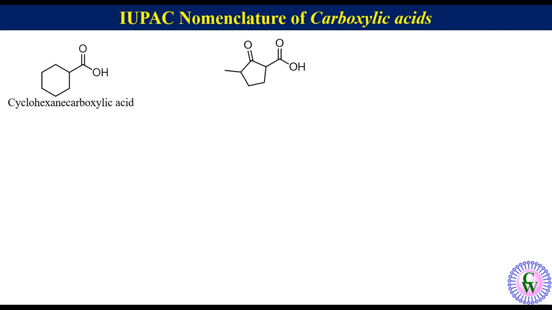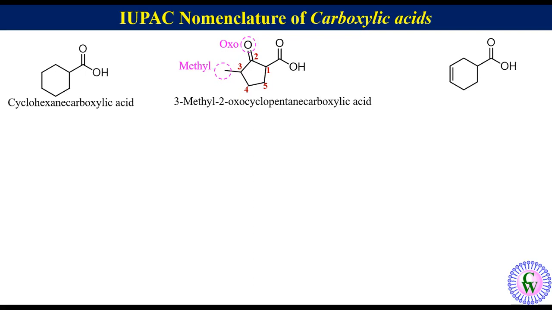Another example. In this example, the parent ring is cyclopentane. It has 2 substituents. So, we will have to do numbering. It will be 1, 2, 3, 4 and 5 like this. Here we can see that there is an oxo group at C2 and a methyl group at C3. Thus, the IUPAC name will be 3-methyl-2-oxo-cyclopentane carboxylic acid.